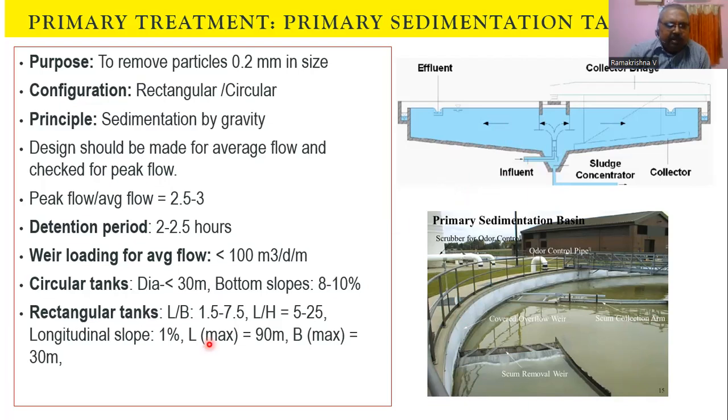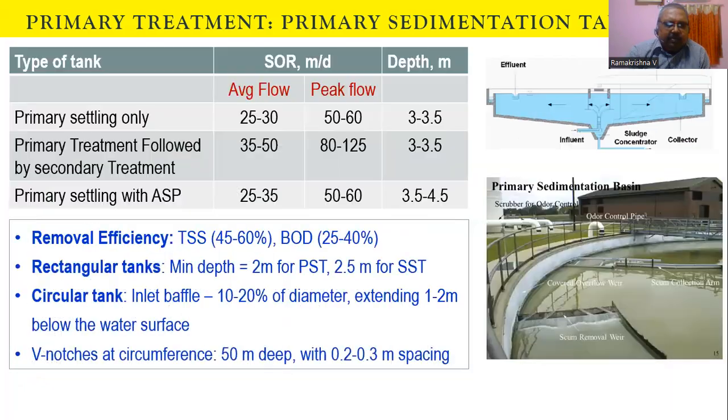Similarly, we are also having rectangular tanks, and they will have a 1.5 to 7.5 L by B ratio, and L by H ratio is around 5 to 25. And longitudinal slopes are around 1%. Maximum values of length is 90 meters, and width should be 30 meters. They are not regularly used in wastewater treatment, but exceptionally they are used for specific purposes. There are some design values here.